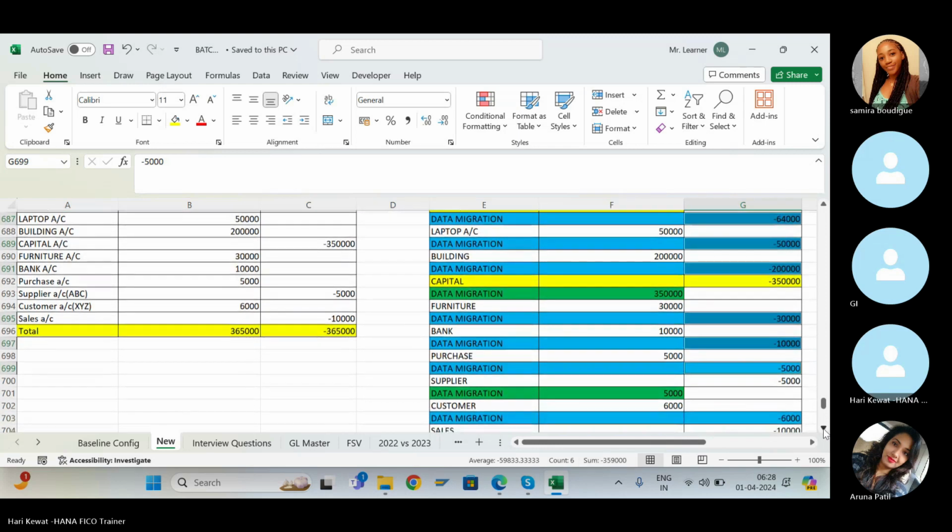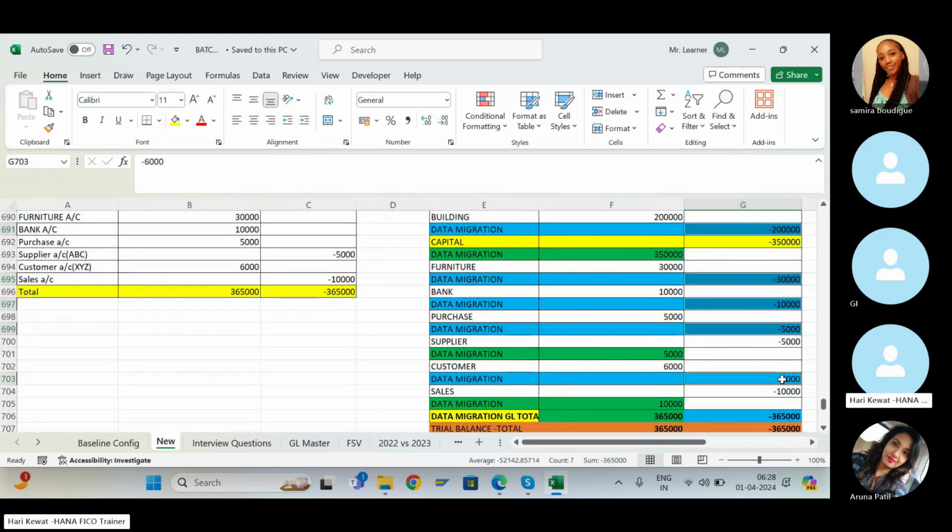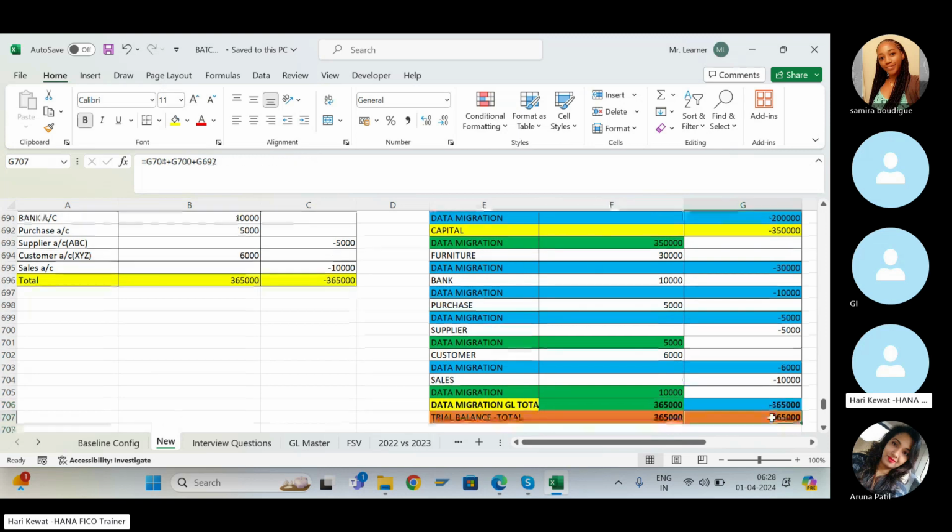3,59,000 plus this. Okay, so it becomes a total of 3,65,000. Now this GL is having debit and credit the same. Okay, it means that it will become zero at last. I'll tell how it will become zero.